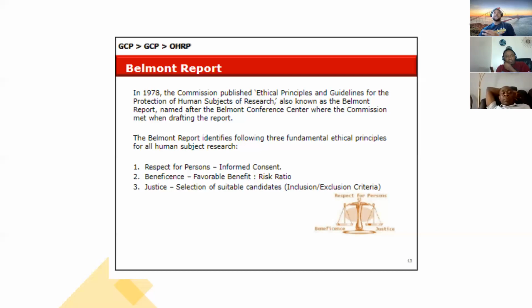The second is beneficence, the favorable benefit between the risk and benefit ratio, which means that as an investigator conducting clinical research, you will be able to assess that your subject's participation in this research is going to be beneficial to them, because you've explored every other treatment option and you realize that there is no other treatment option more beneficial than their participation in clinical research.